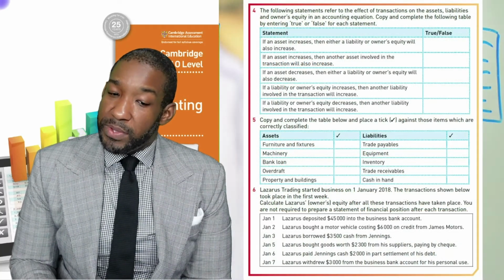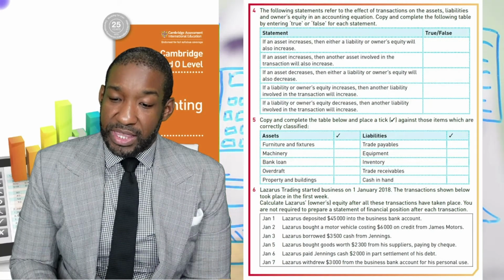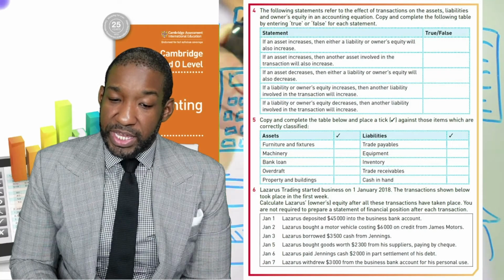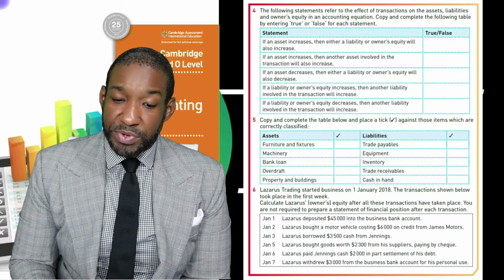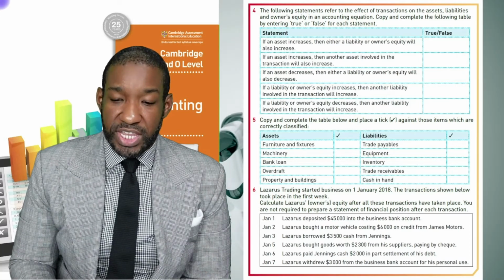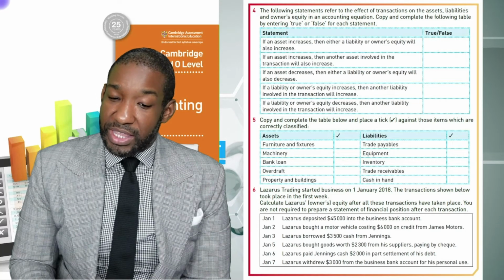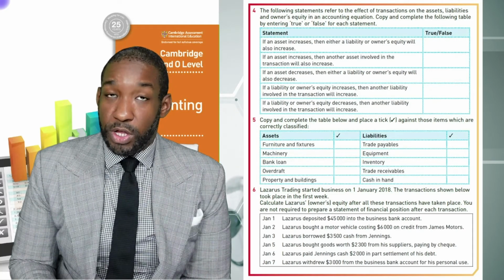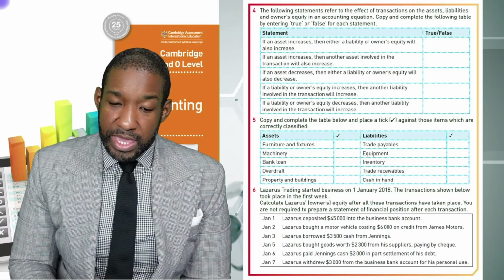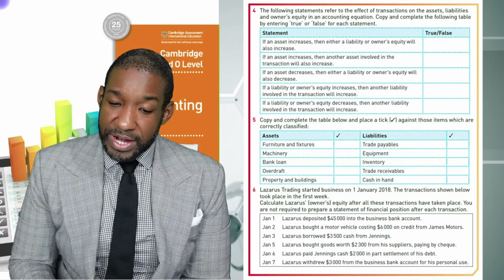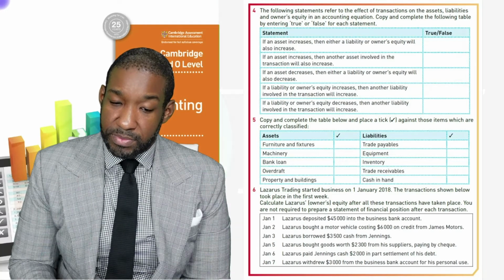3. Explain why owner's equity is a type of liability. 4. The following statements refer to the effect of transactions on the assets, liabilities, and owner's equity in an accounting equation. Copy and complete the following table by entering true or false for each statement. Statement: if an asset increases, then either a liability or owner's equity will also increase. True or false? If an asset increases, then another asset involved in the transaction will also increase.